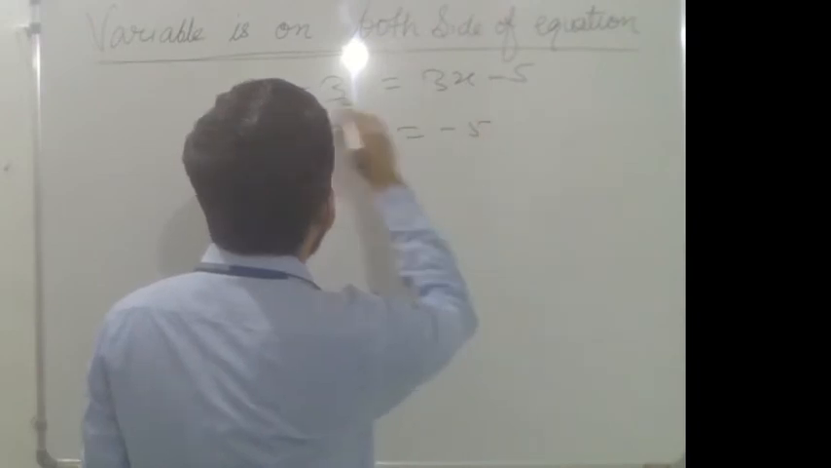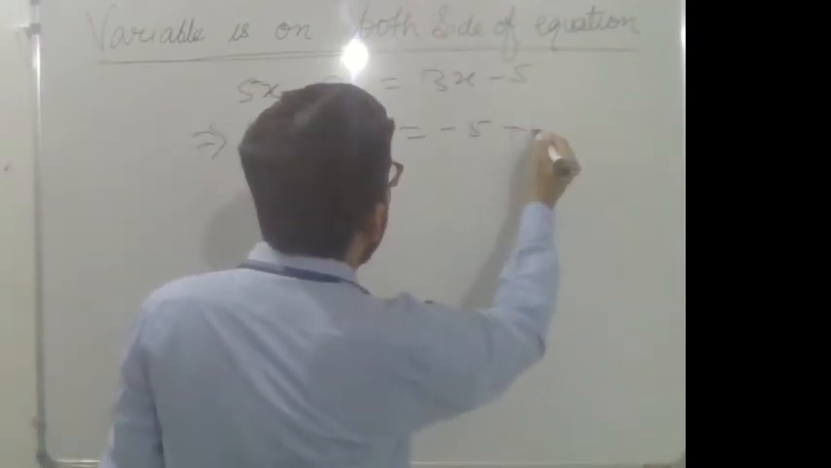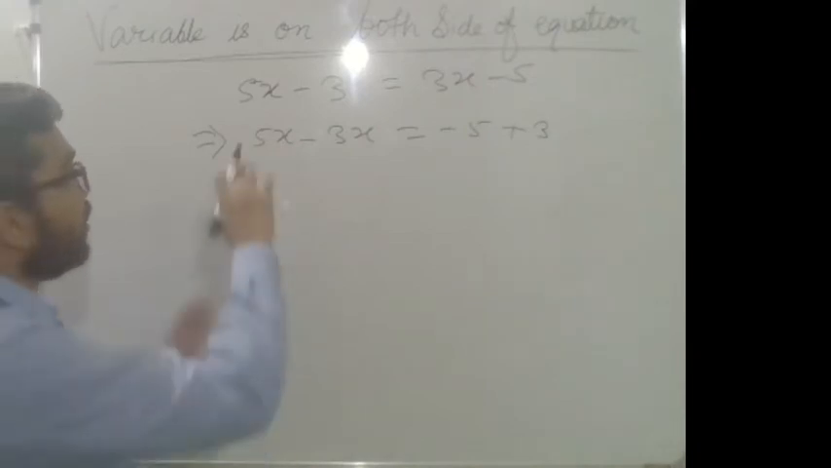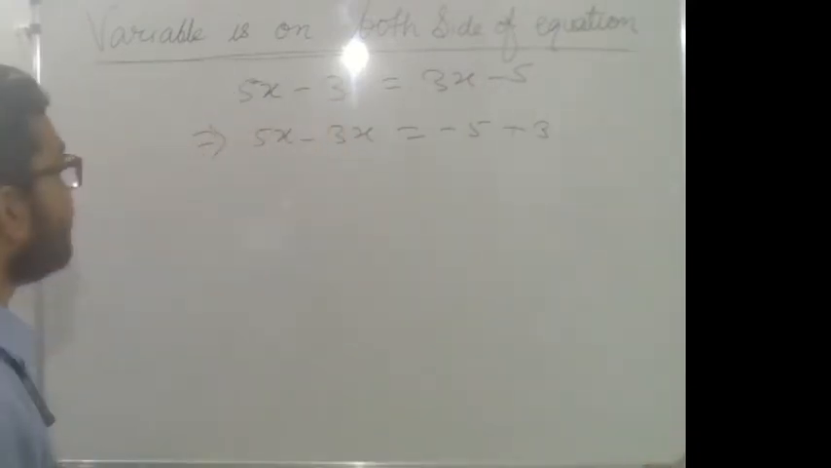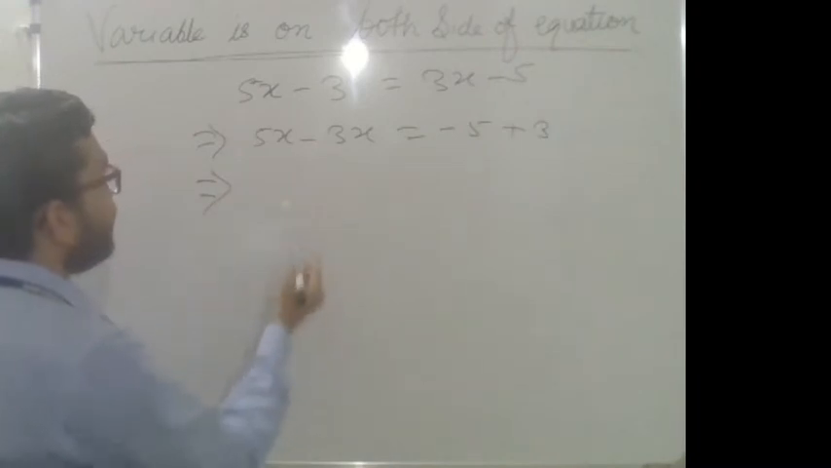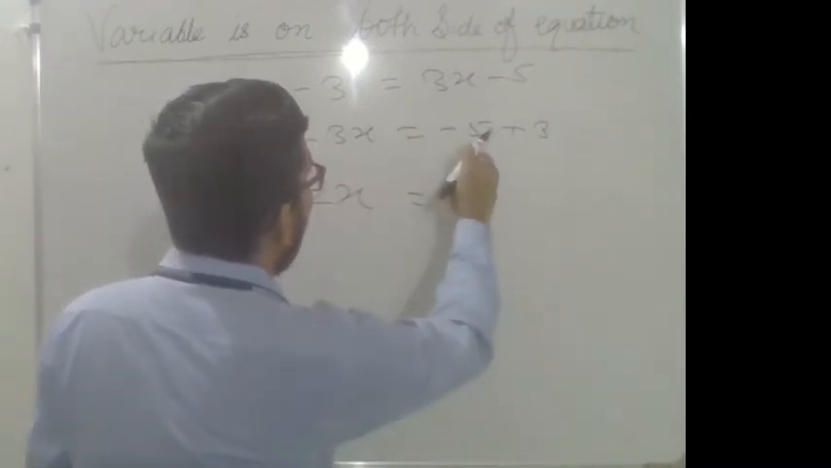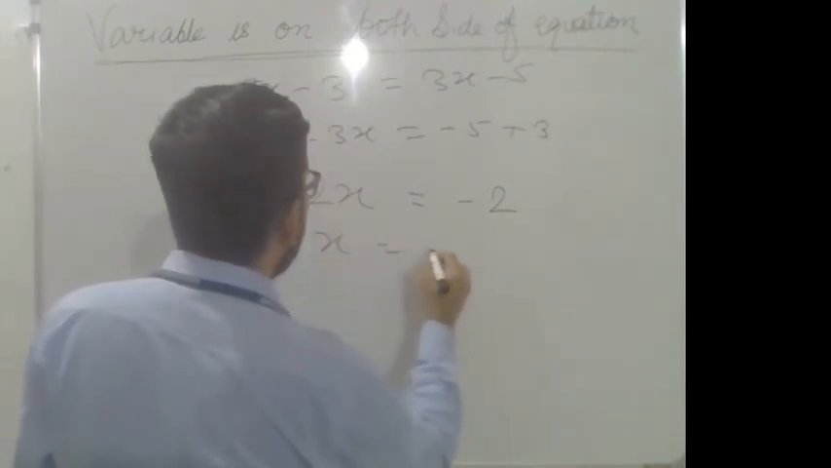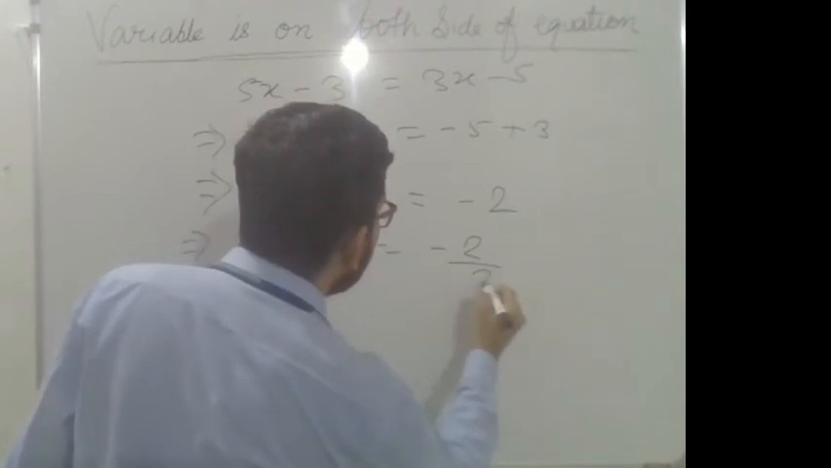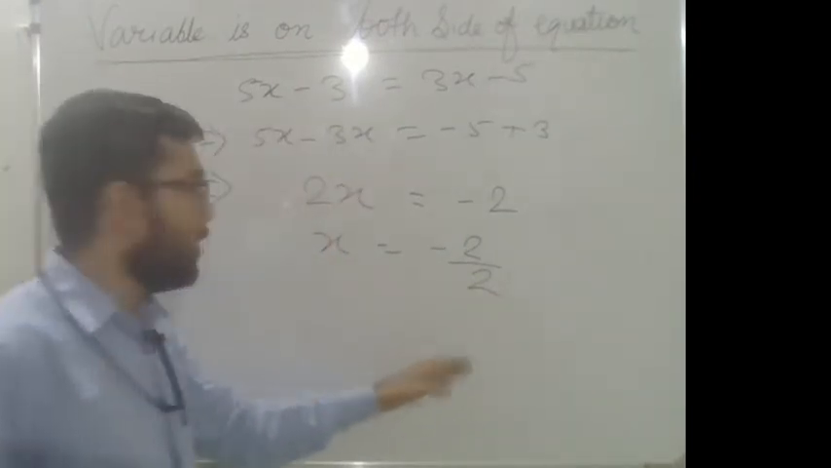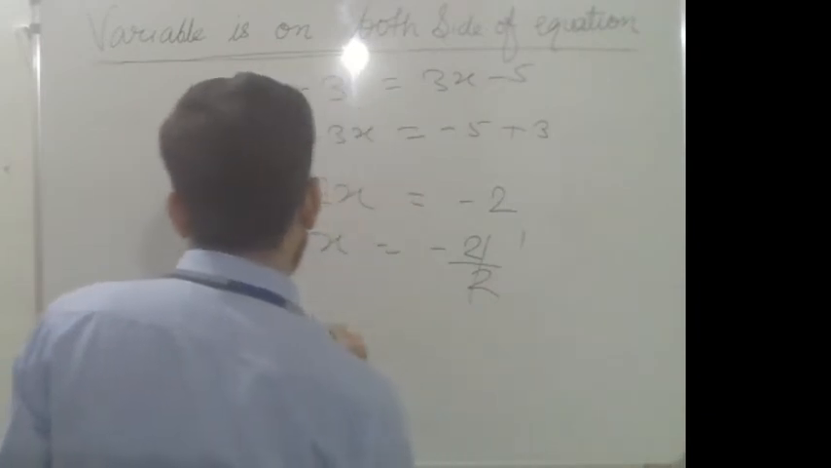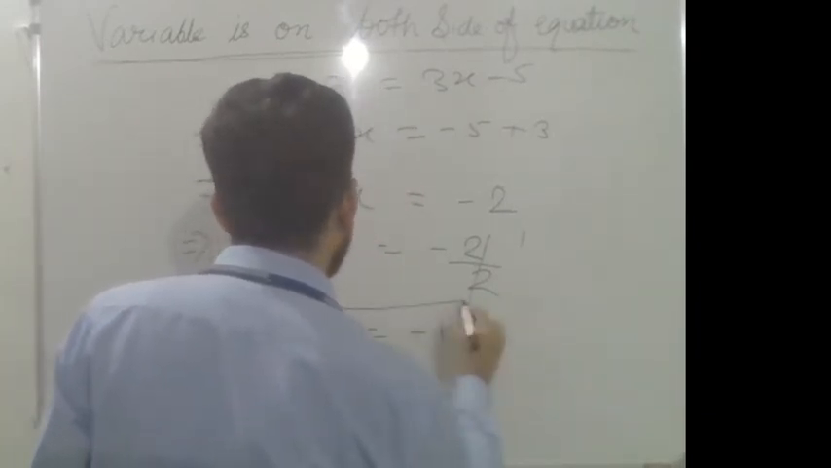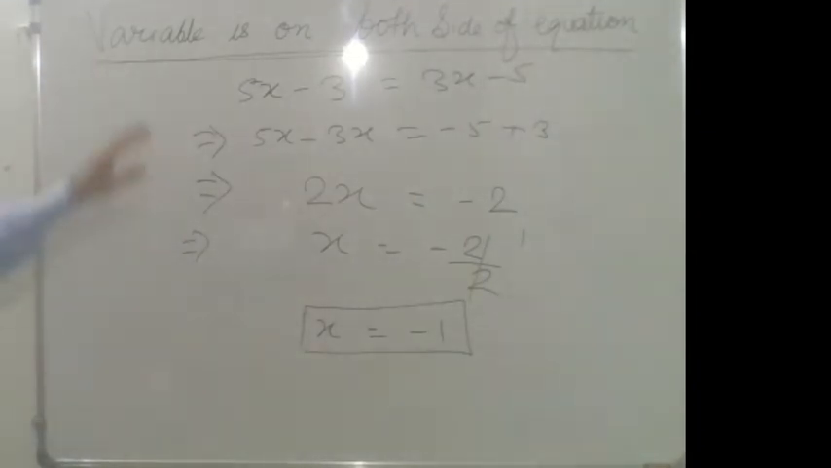The minus 3 is transposed and becomes plus 3, because when a term changes side, the sign also changes. 5x minus 3x, you will get 2x. Minus 5 plus 3, what will you get? Minus 2. So 2x is equal to minus 2, and when this 2 is transposed, it will divide, so x is equal to minus 1. So the solution of this equation is minus 1.